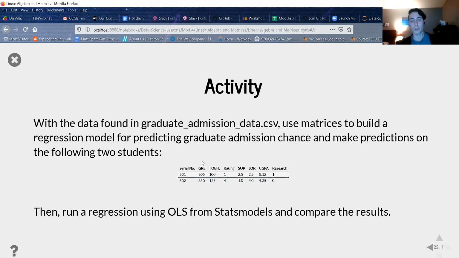So build that regression, and then these are 2 new students. You're going to use the coefficients that you get from that B matrix to make predictions on them. So this is going to take a little bit of wrangling with the data set to get it in the right shape, but I think it's good practice for working with matrices and NumPy.